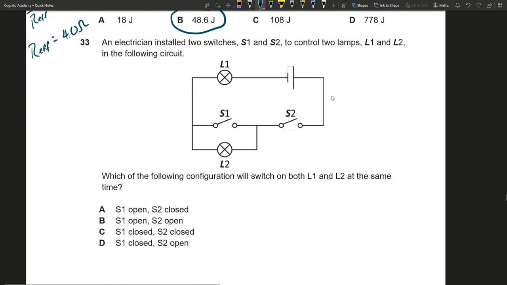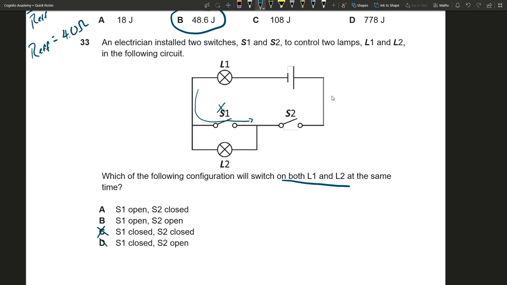Here we have an electrician who installed two switches S1 and S2 to control two lamps L1 and L2 in the following circuit. Which of the following configurations will switch on both L1 and L2 at the same time? So L1 must be activated and so must L2. We cannot have S1 closed, because that will bypass the lamp over here, and there will be no current through L2, so L2 would not be lit up. But we want L2 to be lit up, so S1 must be open.